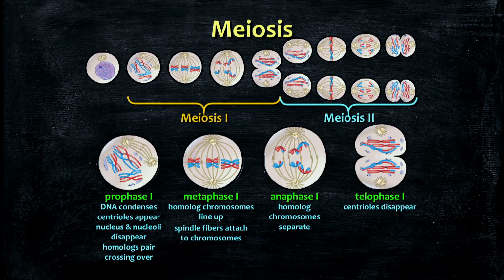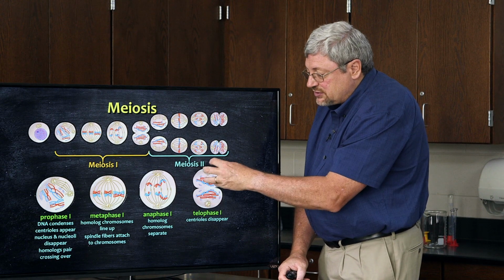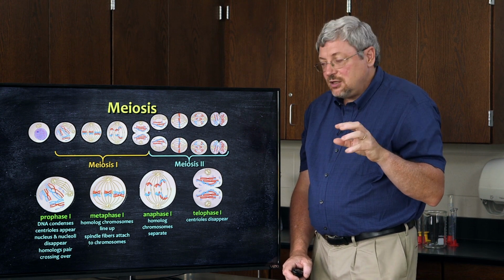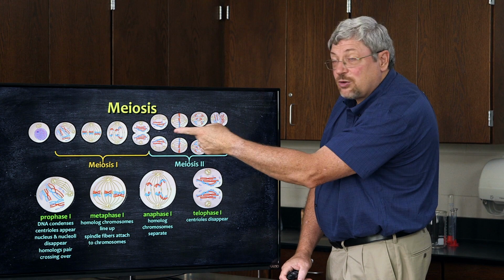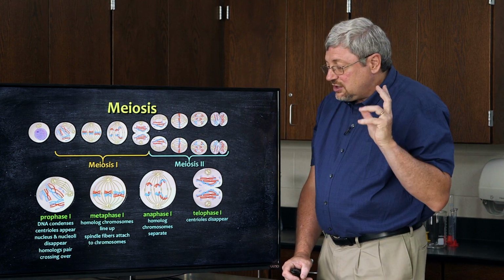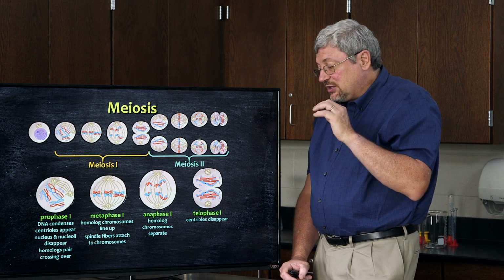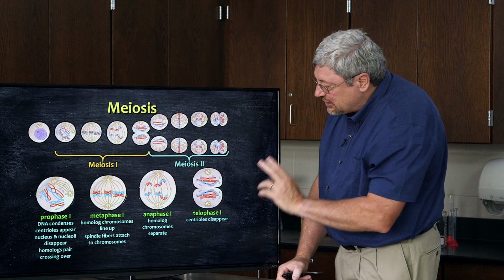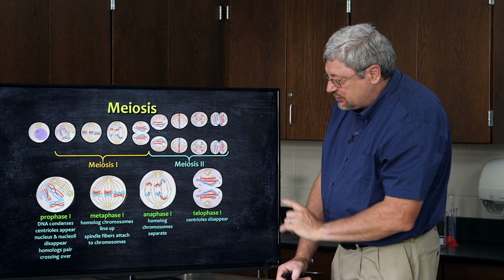In telophase 1, we have come to the point where we can get rid of our centrioles. Now, usually in mitosis, at this point, we would create nuclear membranes around each of these. But we're not going to do that here because we've still got to do some more work. We've still got to move things around. So we're going to keep the DNA condensed. We're going to not allow nuclear membranes to form at this point. We're going to continue on to meiosis 2.